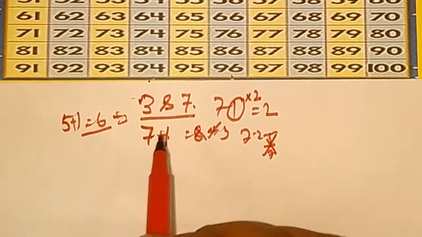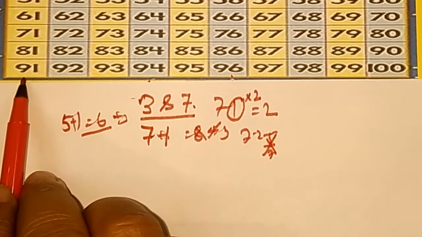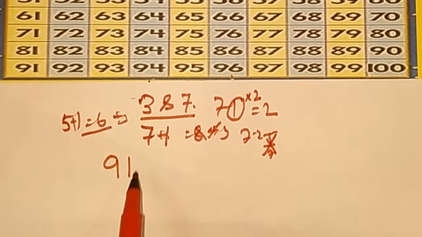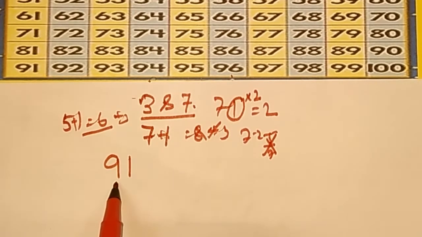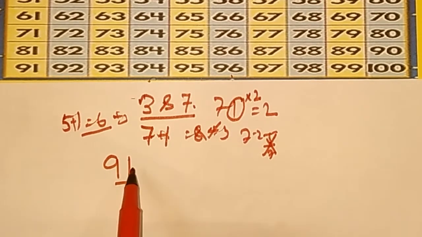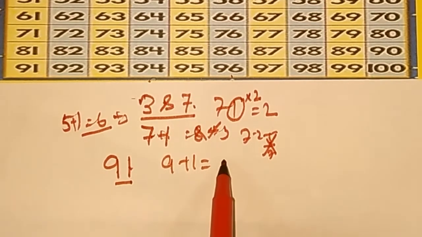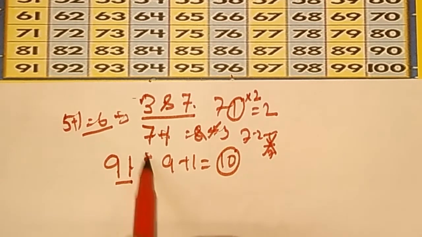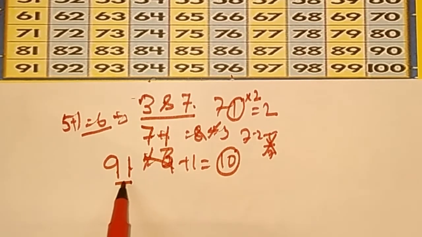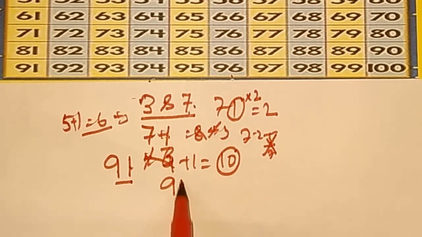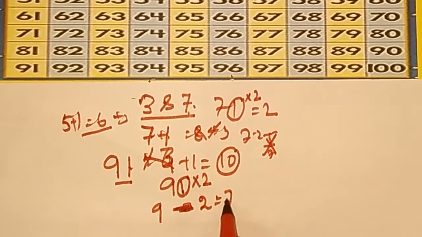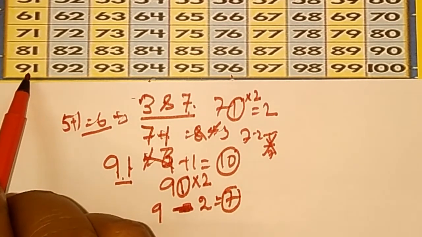81 is divisible by 3 because the sum of the digits, 8 plus 1, is 9. 91: we have to check whether 91 is a prime number or not. 9 plus 1 is 10, it is not divisible by 3. Now see whether it is divisible by 7 or not. 91, the unit place is 1, we multiply it by 2, the result is 2, then we subtract: 9 minus 2 is 7. As it is 7, it must be divisible by 7, so 91 is not a prime number.